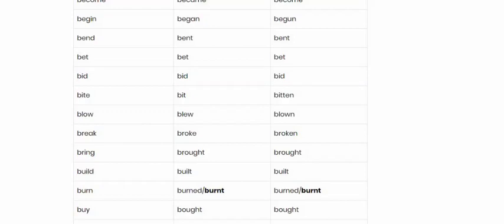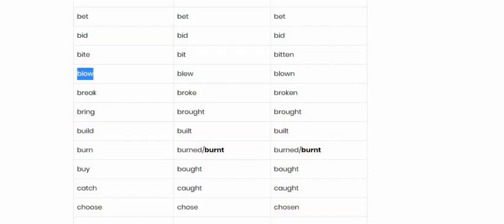But let's take another word called blow. This particular word has another spelling in V2, another pronunciation as well, and a separate spelling and a separate pronunciation in V3. So blow becomes blew and blown. V1, V2, V3. Now I'm changing the spelling as well as the pronunciation. I'm changing the whole structure of this particular verb. And therefore, I will call such a verb an irregular verb.